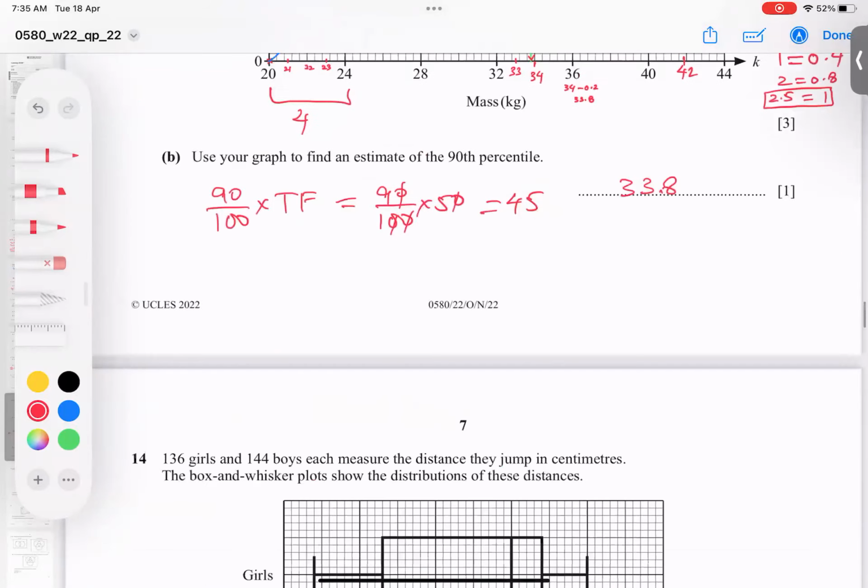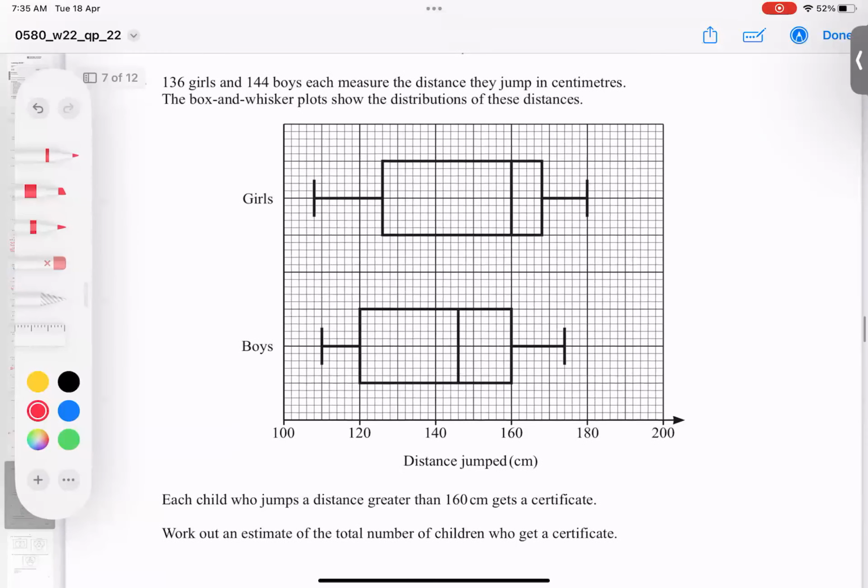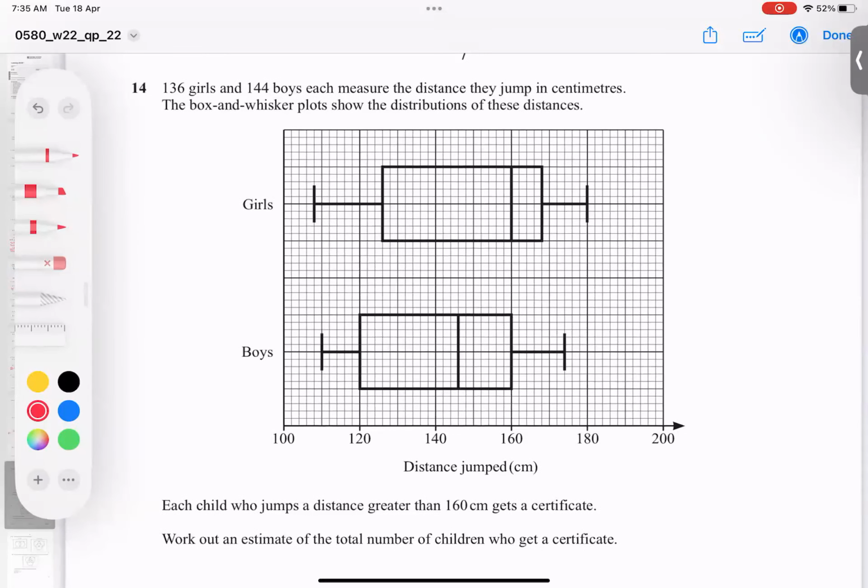Anyway, let's go for the next question. Bismillah ar-Rahman ar-Rahim. There are 136 girls representing and 144 boys representing. He's saying his box and whisker plots mentioned both.